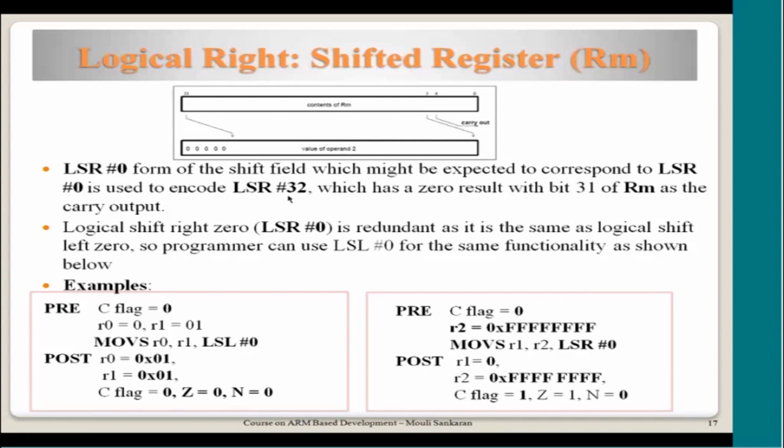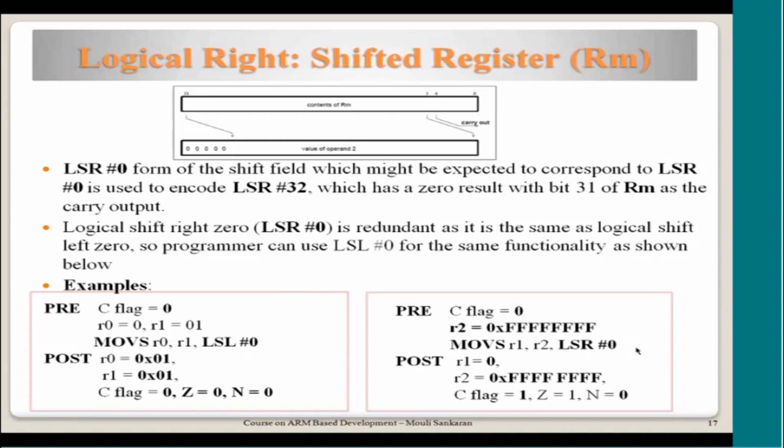You may wonder, why can't I write LSR 32? Because you cannot write 32, because 32 cannot fit into the 5-bit value allocated for this constant. So the assembler will crib. It will give a warning or, suppose, an error. So if you write LSR 0, the processor will interpret internally that you are interested in performing this 32-bit right shift, and it will do this.